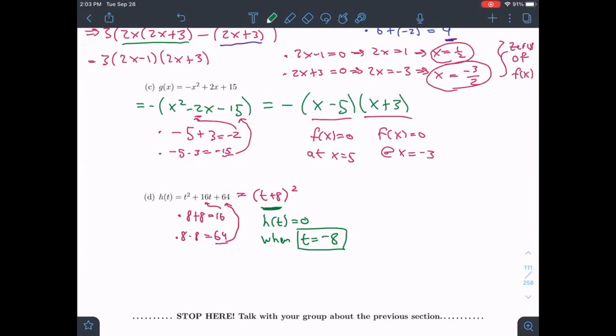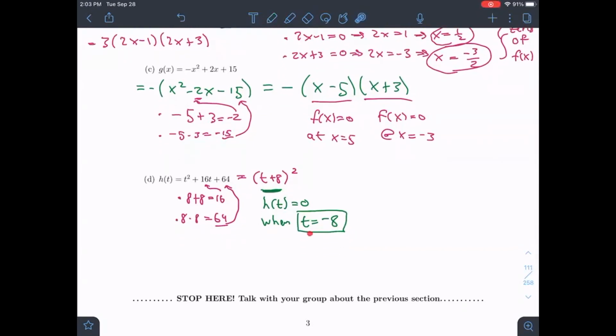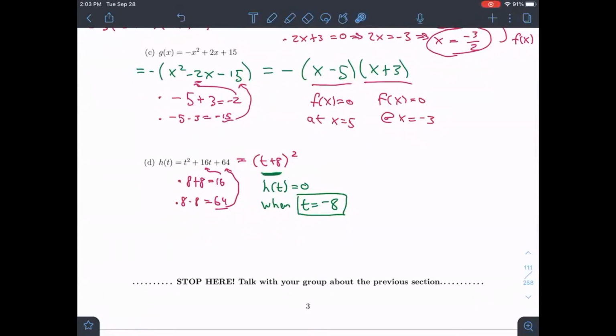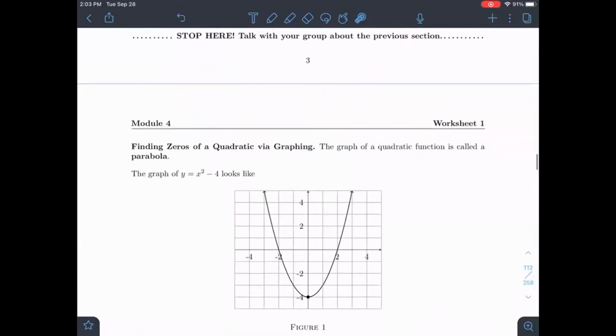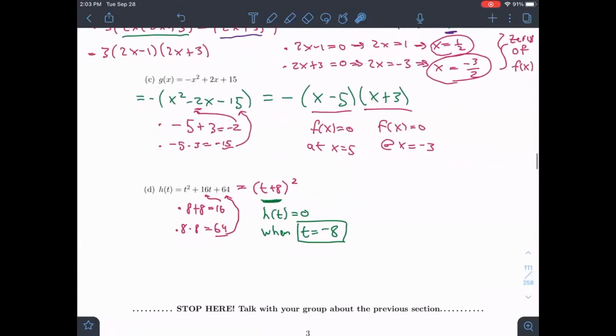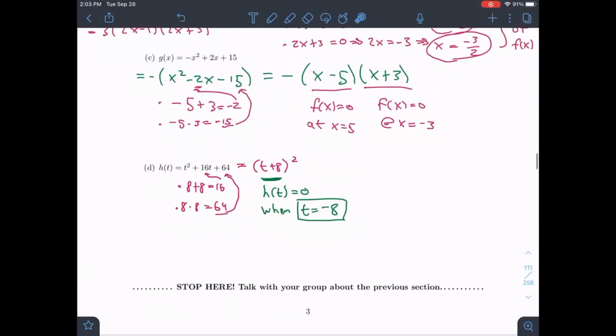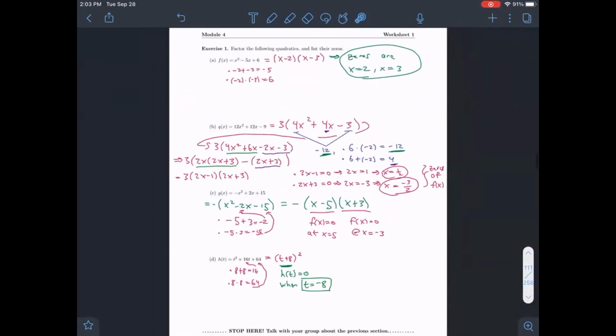And so this one's a little bit unique, at least compared to the previous three, in that we only have one root right now. I don't want to think graphically yet, but you can think of this as t squared shifted to the left 8 units. So the vertex is going to be on the x-axis. I'm talking graphically, which is the next part of this worksheet. But there's only one root instead of 2 roots. Any questions about this exercise before I move on?